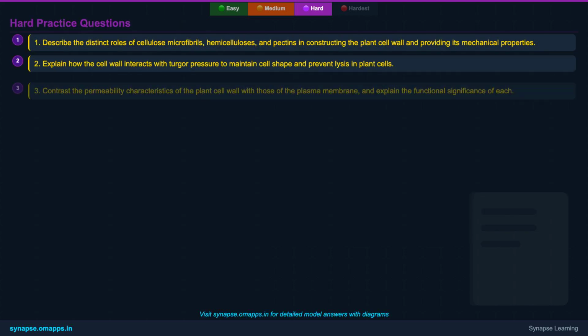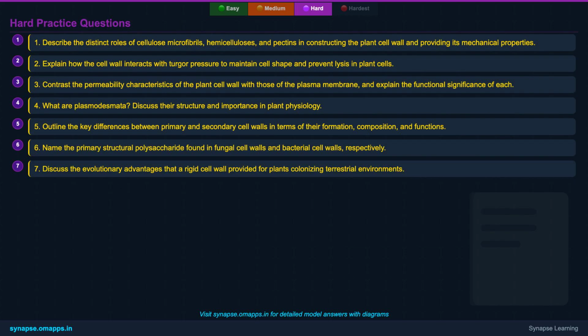It's time for some challenging questions to solidify your understanding at the hard level. Consider these 7 questions. Describe the roles of cellulose, hemicellulose, and pectin in providing structural integrity to the plant cell wall. How does the cell wall contribute to the turgor pressure mechanism in plant cells? Explain why the cell wall is considered freely permeable, contrasting it with the plasma membrane. What are plasmodesmata and what is their significance?